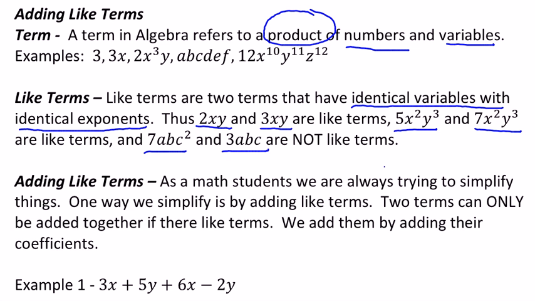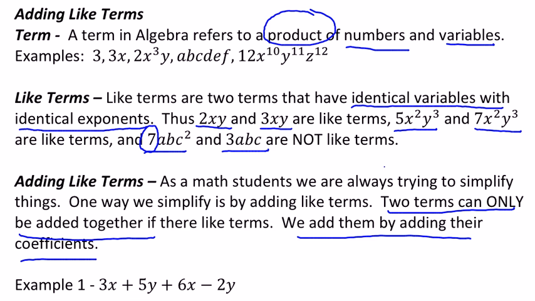And the reason we worry so much about like terms is because we want to add like terms. And the way that we add like terms is by adding their coefficients. Now I do want to point out two terms can only be added together if they are like terms. And remember, a coefficient, if you don't know that word, is just the number part of a term. So in 7abc squared, 7 is considered the coefficient. Okay, so let's look at a couple examples here.